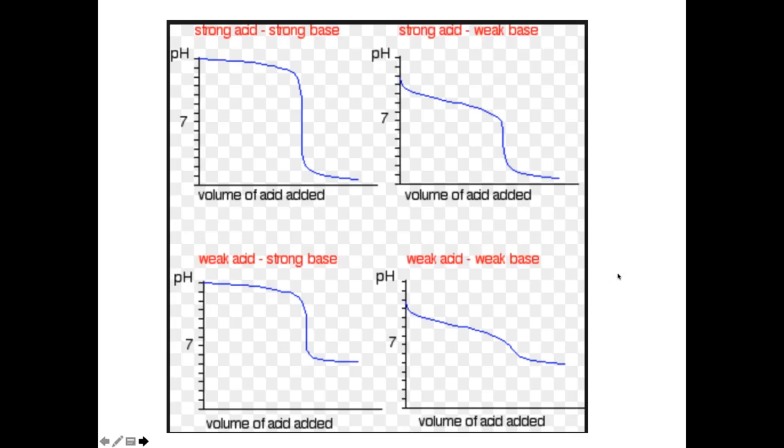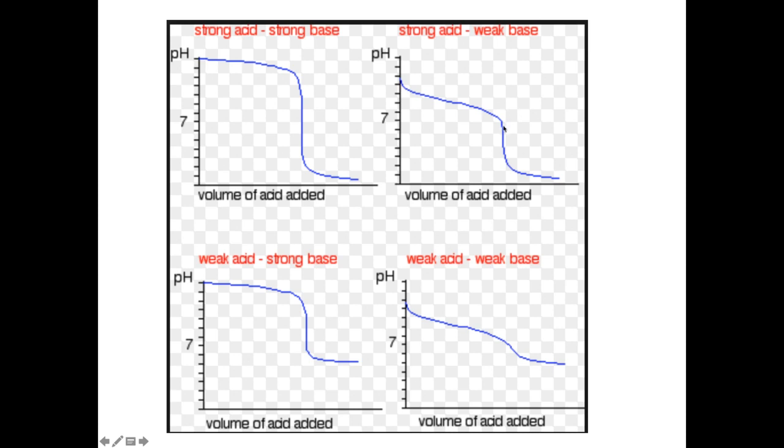It's important to know the different graphs. So strong acid was going into strong base like this. The pH of the strong base is going to drop. Strong acid with a weak base. Again, you have a weak base here and a strong acid.